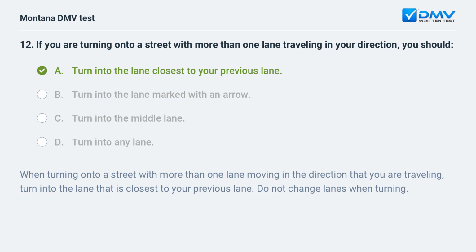A. Turn into the lane closest to your previous lane. When turning onto a street with more than one lane moving in the direction that you are traveling, turn into the lane that is closest to your previous lane. Do not change lanes when turning.